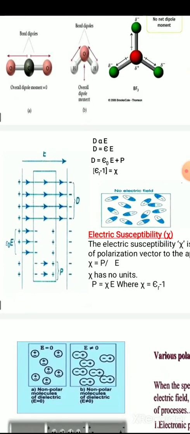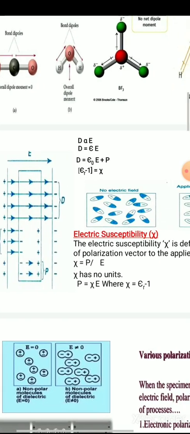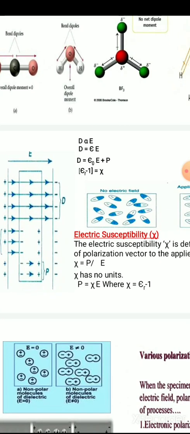In this figure we can see two charges, positive and negative, and in between them there are electric lines, and we can also see the electric field direction. Now, D is the displacement with applied electric field, E is the electric field, and P is the additional polarization in vacuum. D is directly proportional to E. D equals epsilon into E. D equals epsilon naught E plus P. Epsilon R minus 1 equals Xi.